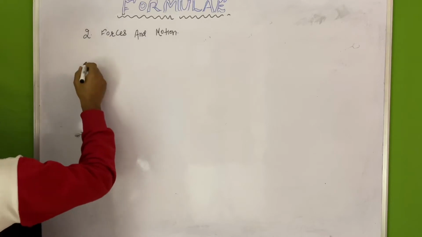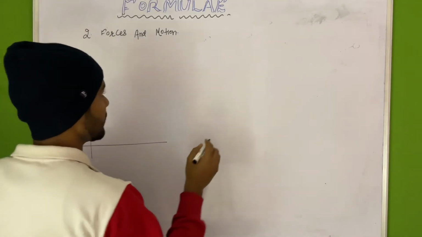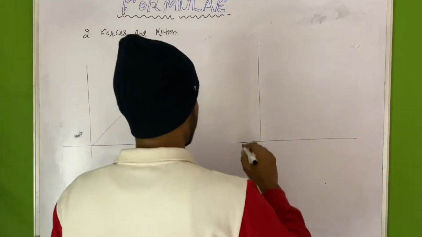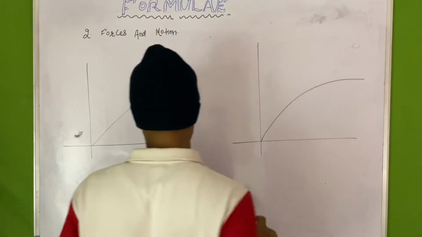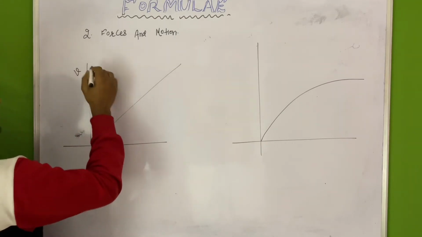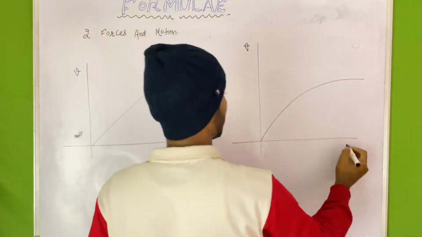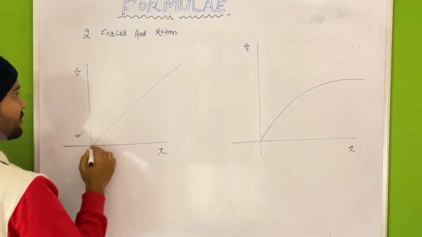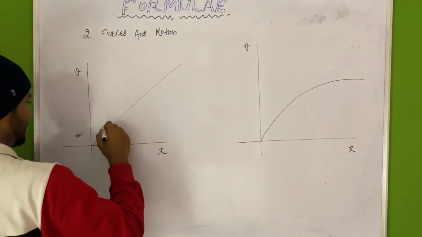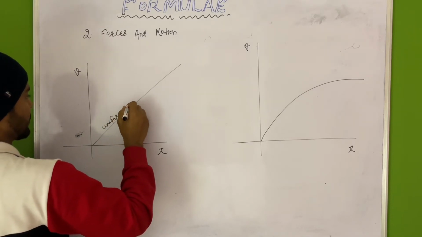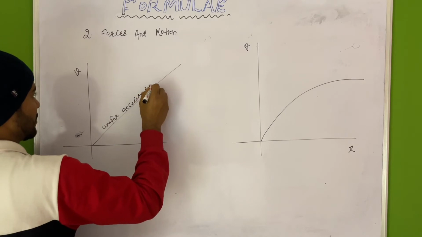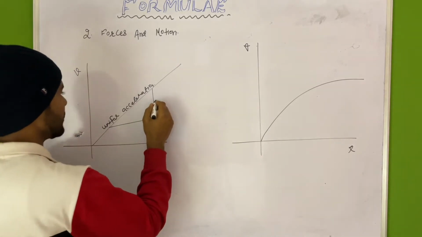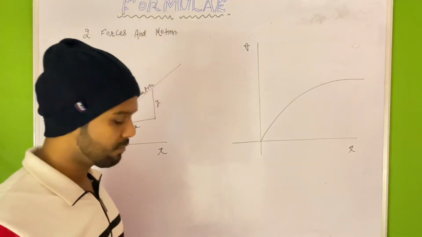Then after this we have two more curves. This is velocity, this is time. This is a VT curve and this is a straight line, therefore this is uniform acceleration, because the slope of a VT curve gives acceleration. Suppose this is y and this is x, then the slope gives acceleration.